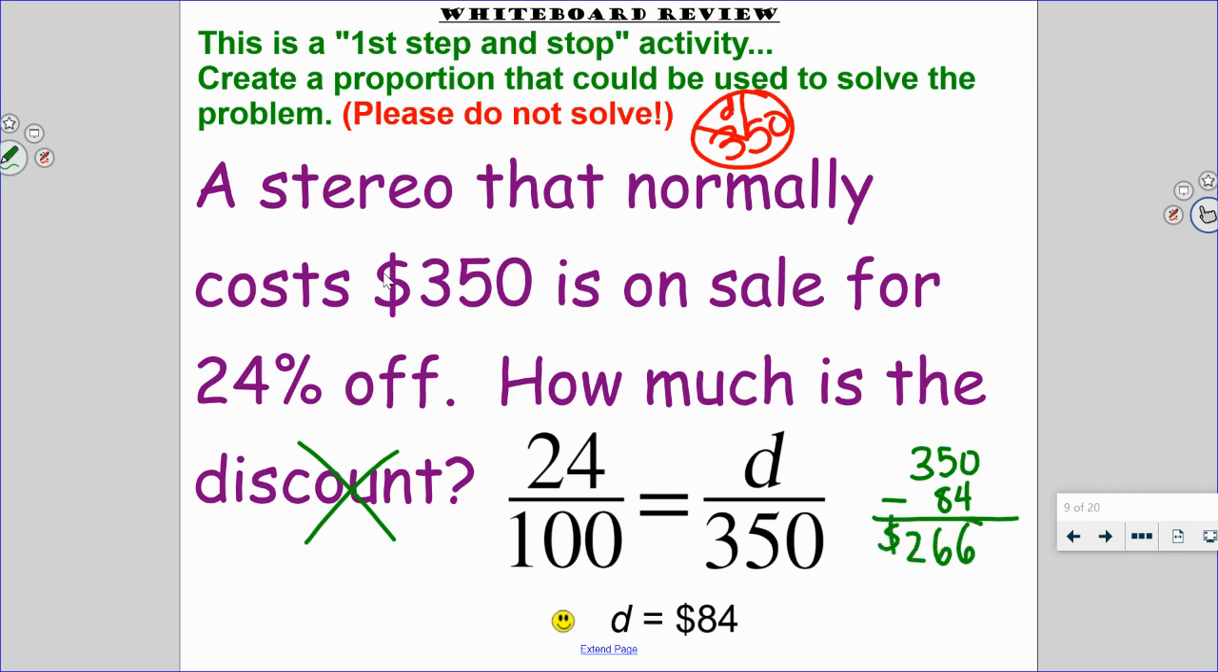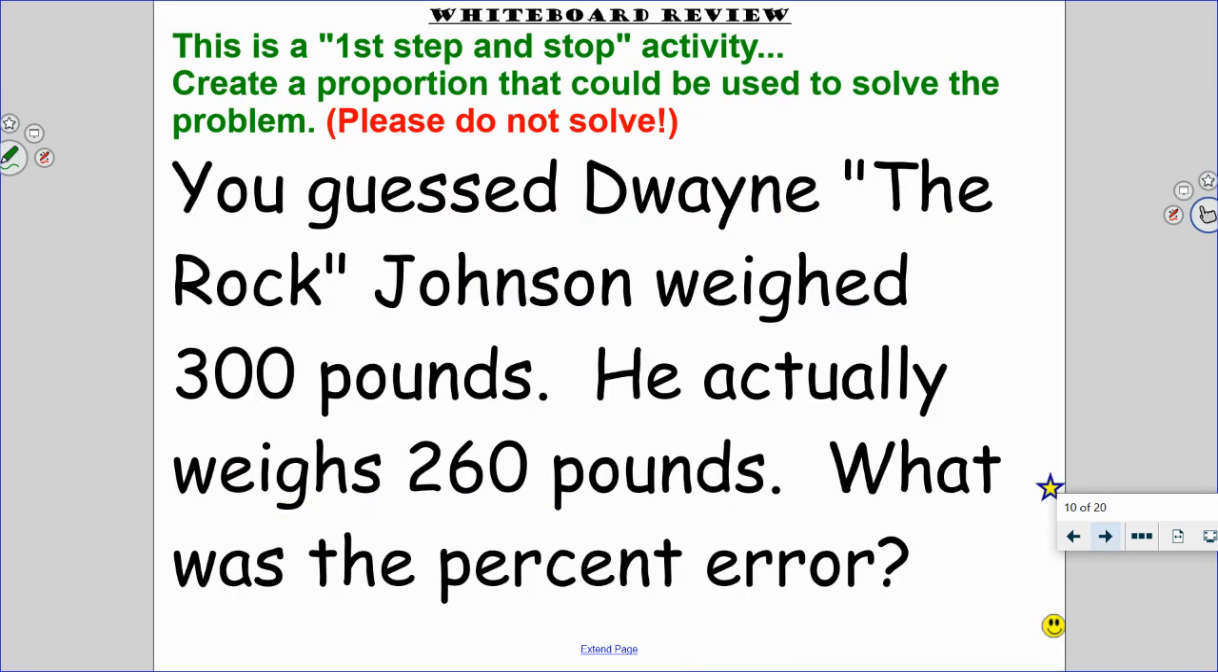And so you would owe to it. It all depends on what the question's asking. Here's the discount. Here's how much you would pay. Pause, come back when you're ready.